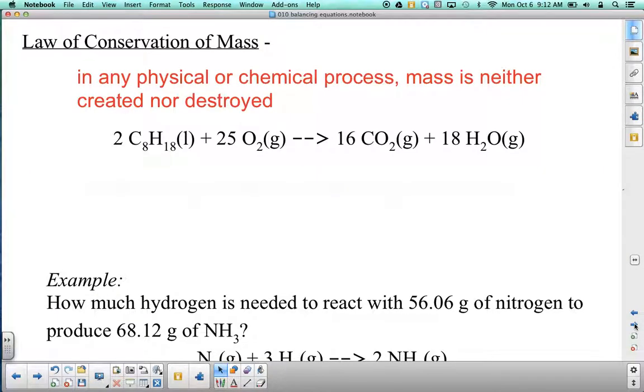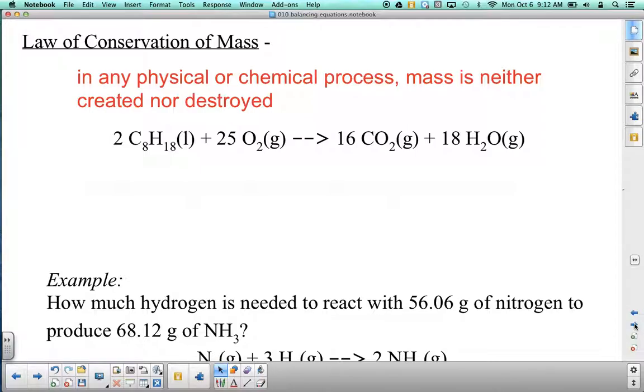One of the most important laws in chemistry is the law of conservation of mass. This law states that in any physical or chemical process, mass is neither created nor destroyed. Notice the specific exclusion of nuclear processes from this law.